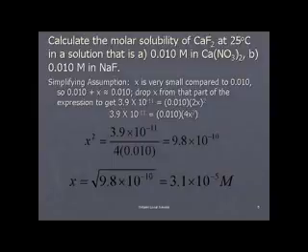We take our x squared equal to 3.9 times 10 to the negative 11th divided by the product of 4 times 0.010, and we get 9.8 times 10 to the negative 10th. We can then find our value of x by taking the square root of 9.8 times 10 to the negative 10th. The square root of that is 3.1 times 10 to the negative 5th.